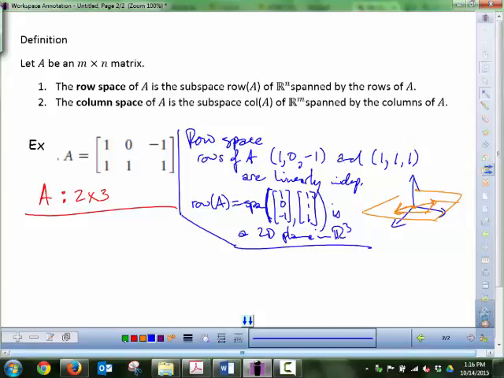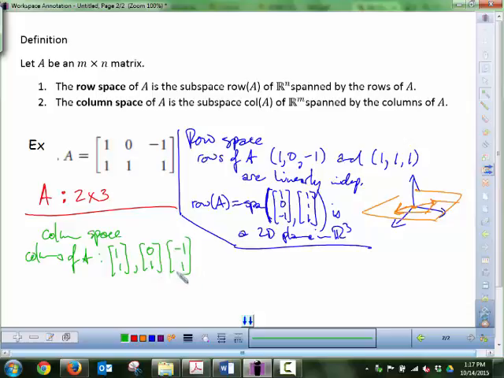All right. Now in contrast, when we look at the column space, we have to look at the columns. And this one I'll write vertical again: 1, 1, 0, 1, minus 1, 1. All right, let's think about this. All these vectors have 2 components, so we must be talking about a subspace in R2.